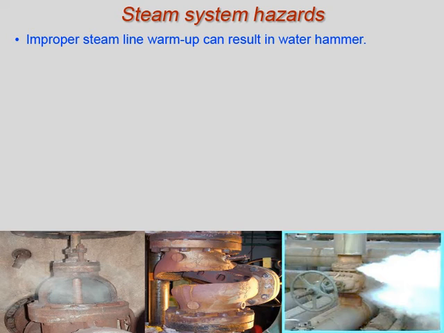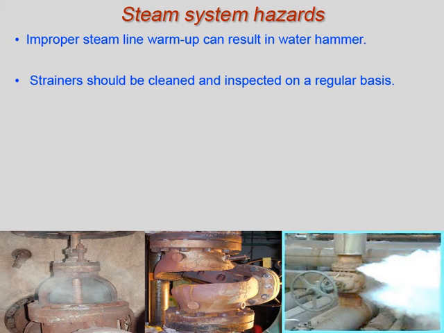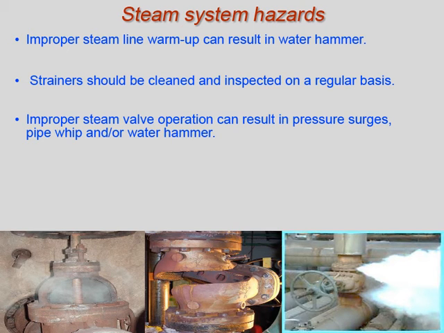Water hammer is very dangerous to personnel and components. Many components and steam systems have installed strainers, such as Y strainers, to remove foreign material and corrosion products. Strainers should be cleaned and inspected on a regular basis. Improper steam valve operation, for example too fast open or shut, can result in pressure surges, pipe whip, water hammer, and failure of steam system piping and components.